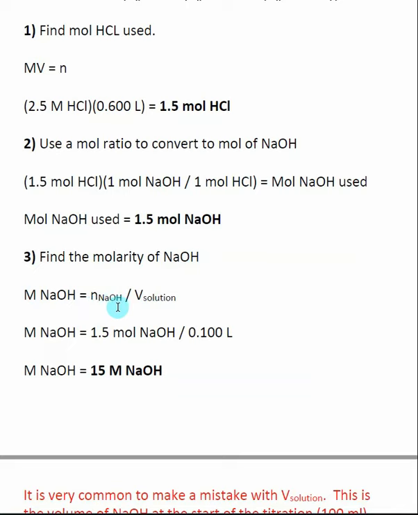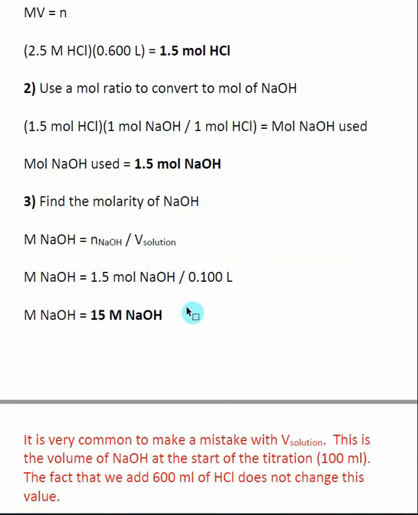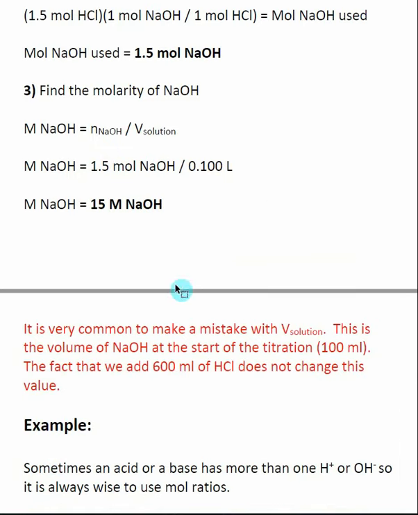So it is the number of moles of NaOH that were in our starting sample divided by the volume of the solution in our starting sample. And so during this titration, what we figured out is that initially there was 1.5 moles of NaOH inside of our solution, and what we needed to find now is the volume of that solution.